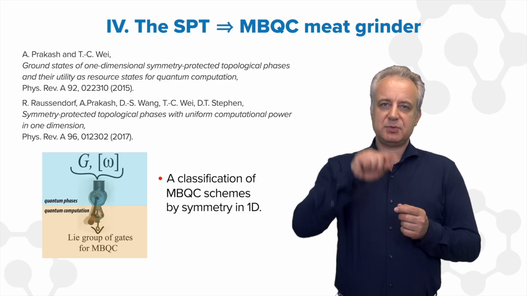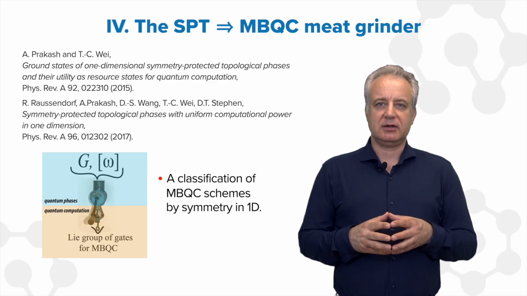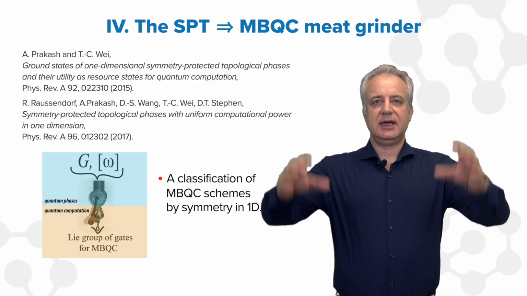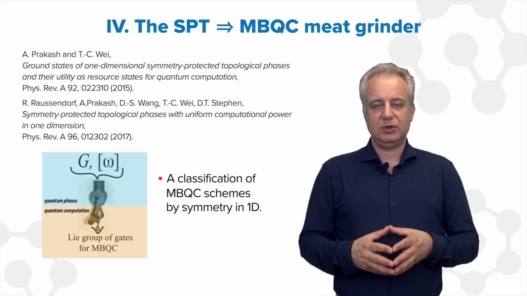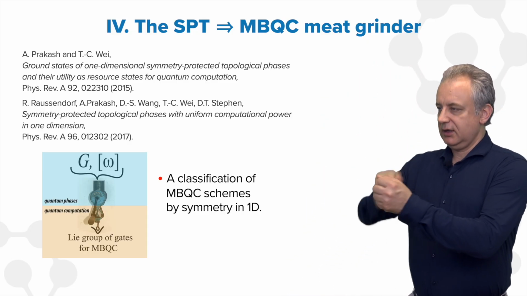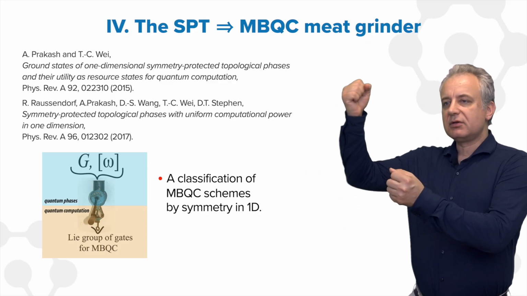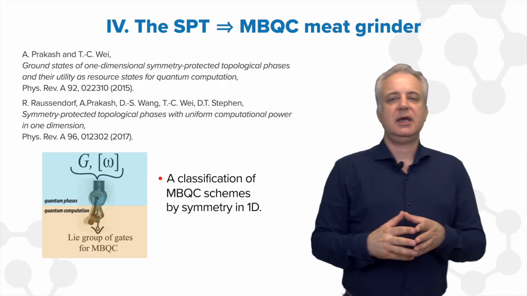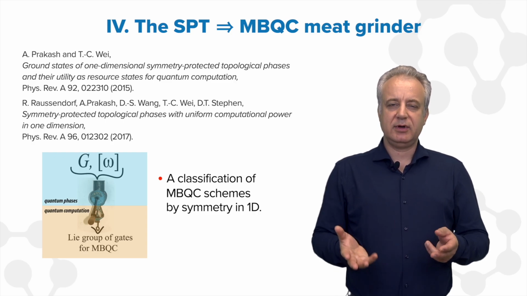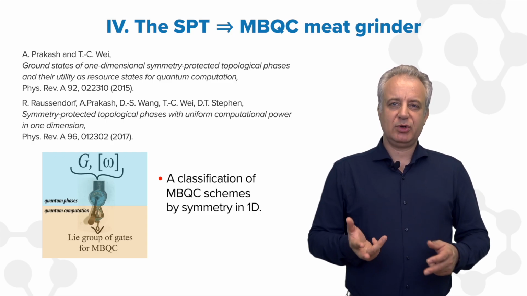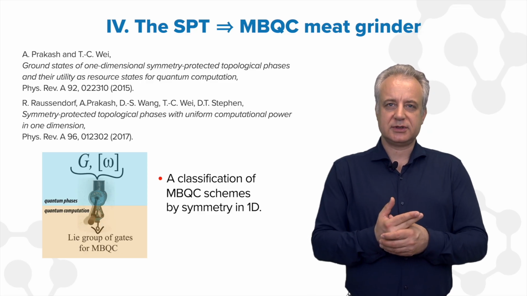And so we have the SPT to MBQC meat grinder. And what it does is it takes this information, this cohomological information regarding the symmetry group, you grind that through the meat grinder, and out comes a scheme of measurement-based quantum computation that is complete with the gates that you can simulate and the observables that you can measure.